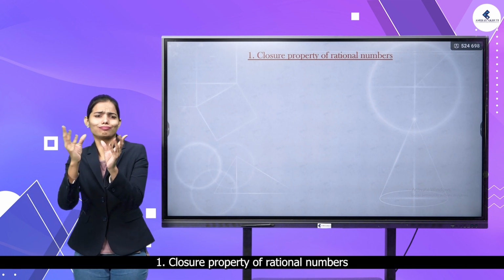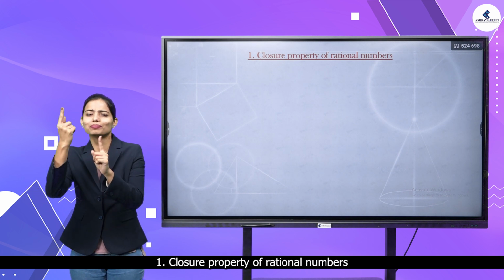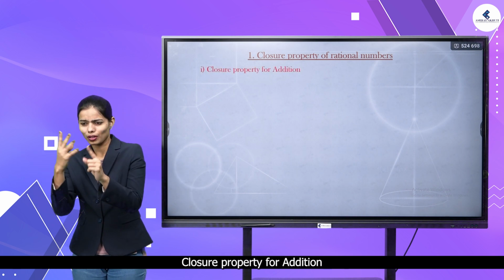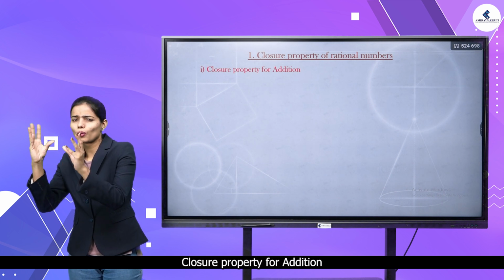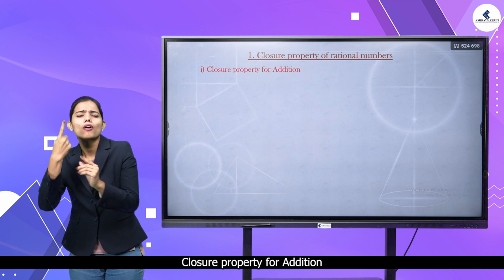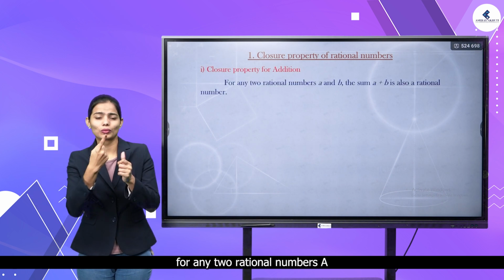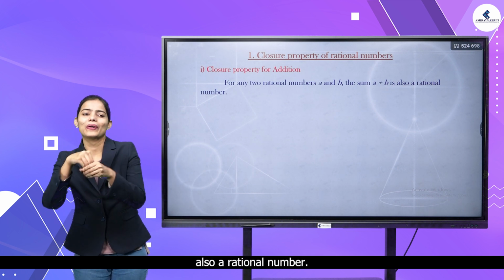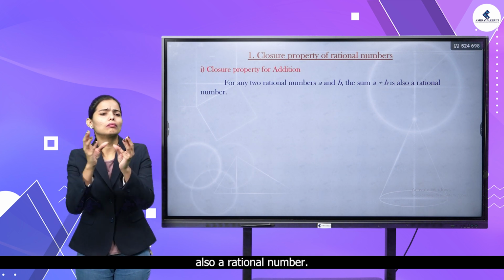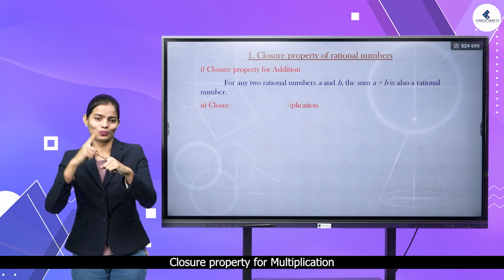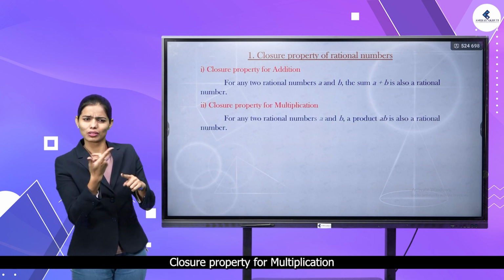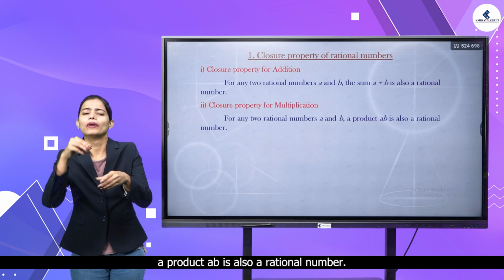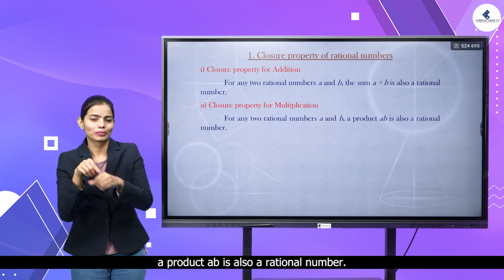Number 1. Closure property of rational numbers. Closure property for addition: for any two rational numbers a and b, the sum a plus b is also a rational number. Closure property for multiplication: for any two rational numbers a and b, the product ab is also a rational number.